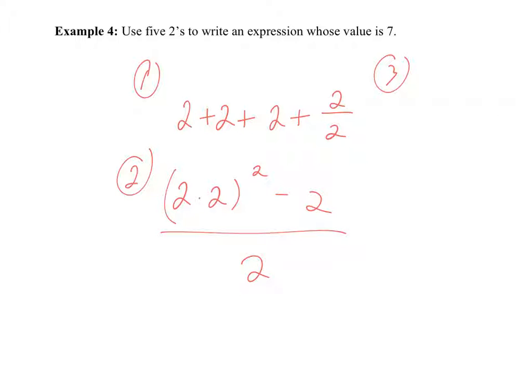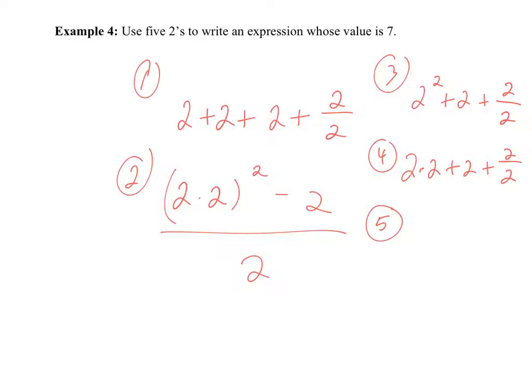Good. 2 squared plus 2 plus 2 over 2. Yeah, I was waiting for people to say this. Like, this is the same thing as the first one, isn't it? And for the first one, I could also just do 2 times 2 plus 2 plus 2 over 2. That works also. See how numbers 1, 3, and 4 are really the same thing? 1, 3, and 4 are all the same thing. So you can really see that.